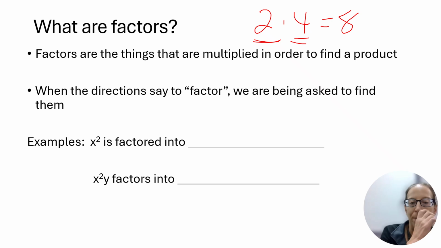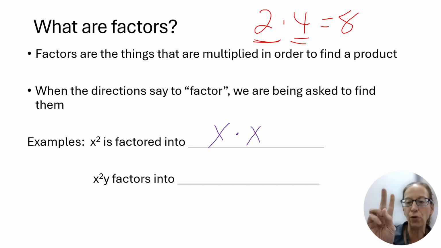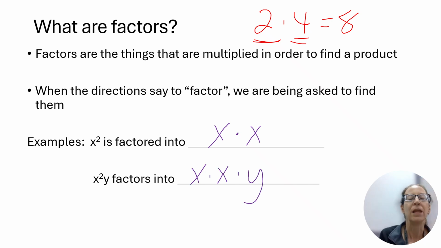Now, examples might be x squared. I kept these examples to variables because I want to talk about numbers in a slightly different way. So what do we have here? X squared is factored into x times x. So it has 2 factors and both of those factors are x. X squared y is all multiplication. The x squared will factor into x times x and then you would have the y. Don't overthink factoring when it comes to the variables. It's pretty much stretching them out. So what was multiplied to give me x squared?